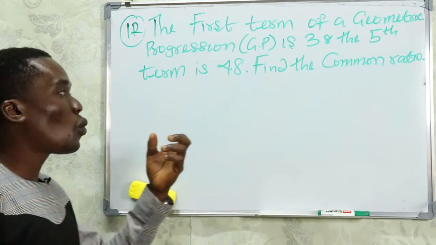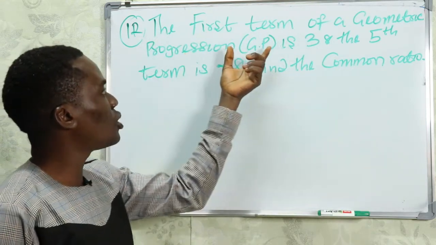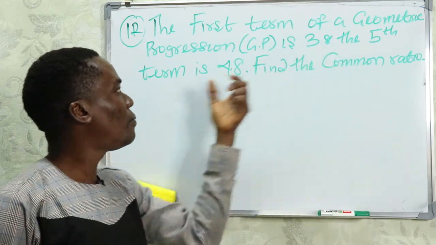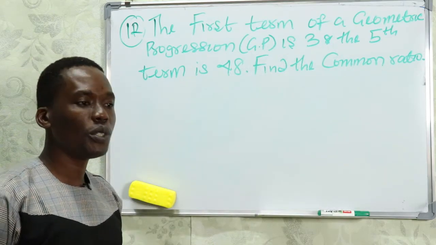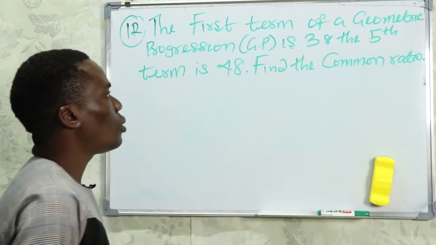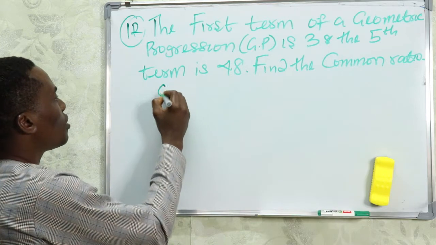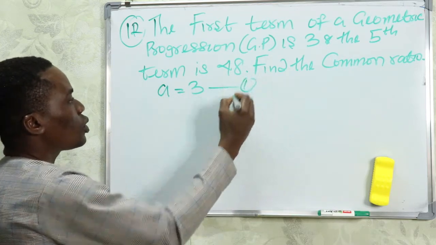Now the solution to question number 12 says the first term of a geometric progression (GP) is 3 and the fifth term is 48. Find the common ratio. This is one of those questions you see commonly in your exams. Now looking at this question, we are told that the first term a is equal to 3. We'll take this as our equation 1.